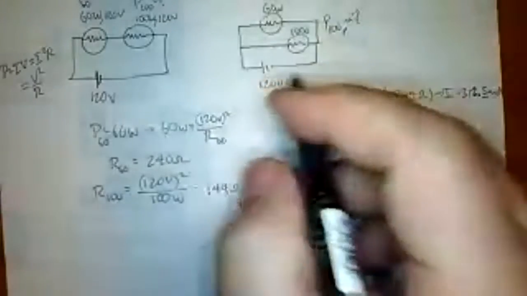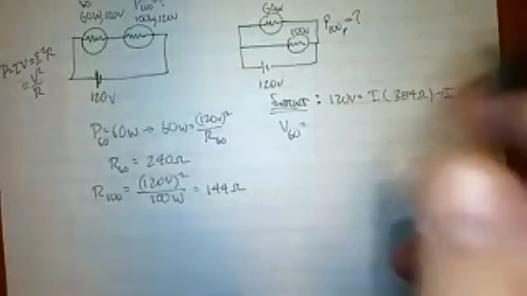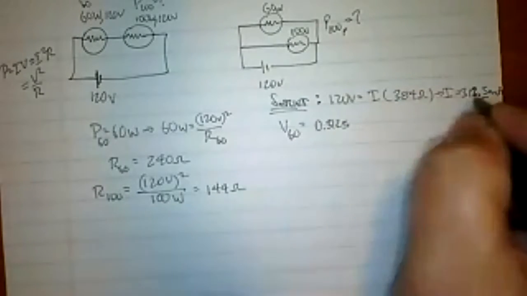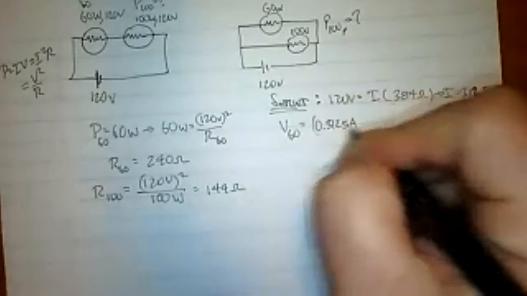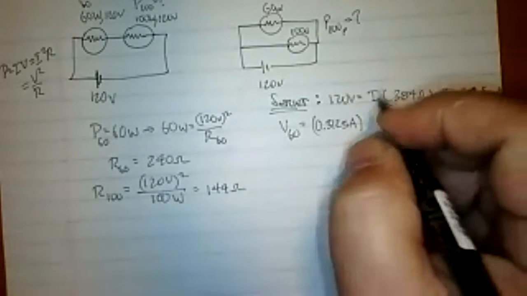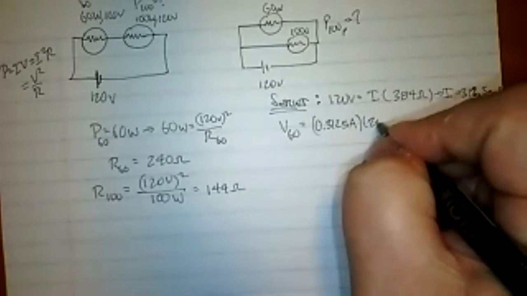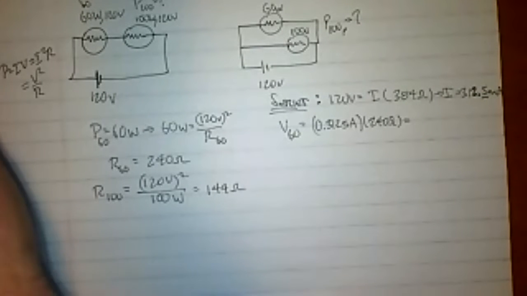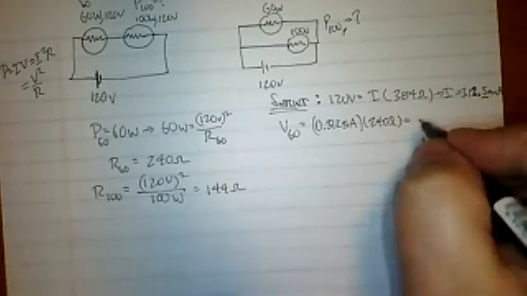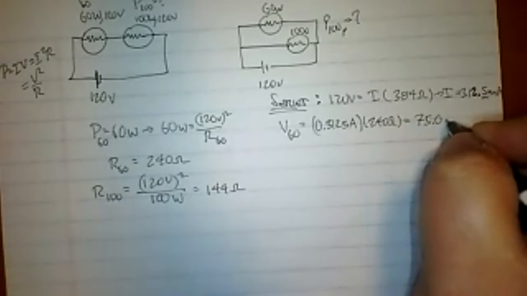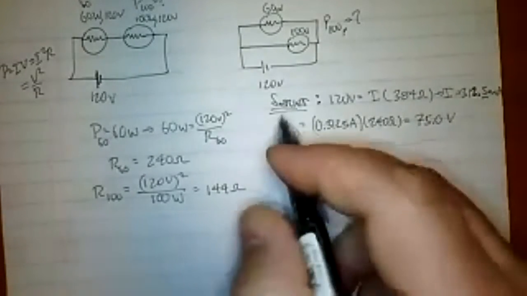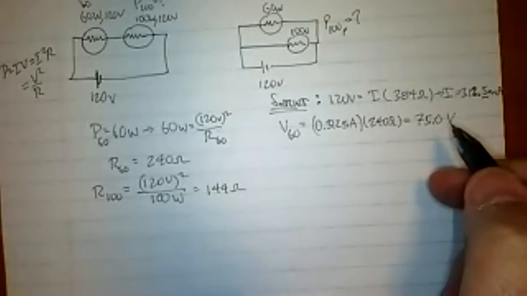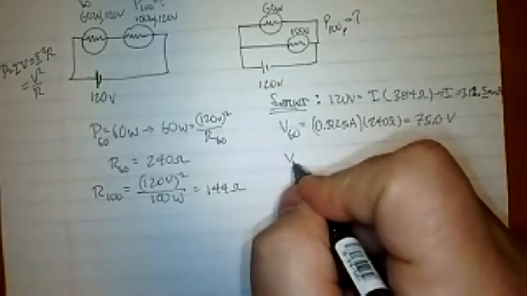Now that we know that amperage, we can say V, the voltage across the 60 watt bulb, is 0.3125 amps times the resistance, which is 240. So times 240 for that current, and I get 75 volts. Okay. From that, you can probably guess that the other one's going to be 45 volts because the net's got to be 120, but we're going to go ahead and calculate it anyways.